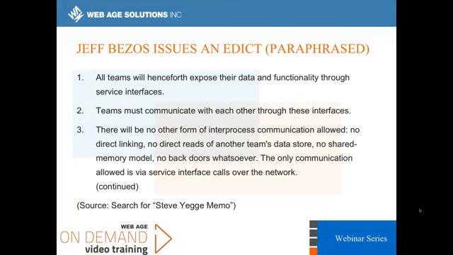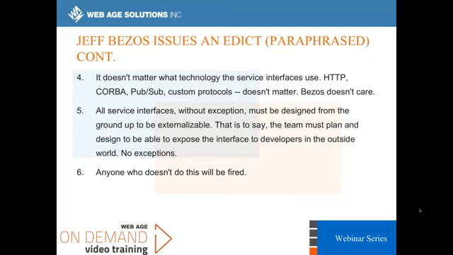So I am the print team. If I'm maintaining a print queue, no one can see the database that maintains the queue directly. They have to go through my service interface, an API call. So the key here is that the only way to invoke printing, the only way to invoke storage, the only way to create networks is through interface calls over a network. It did not matter what technology the service interface used.